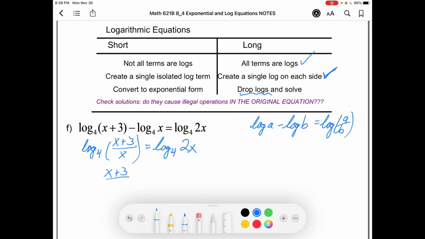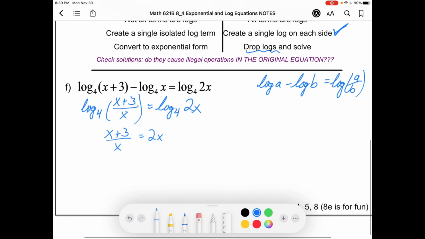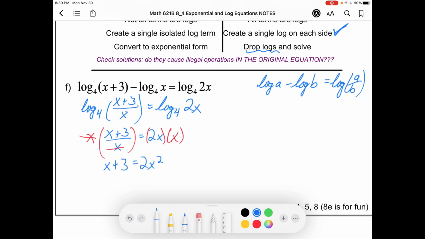So I'll get x plus 3 over x equals 2x. Okay, that's kind of weird, but fine. Let's go with it. And we have to solve. So when I look at this, I think, oh, I really hate that x on the bottom. I don't like that fraction. So I'm going to times both sides by x. And so what I'll end up with is x plus 3 equals 2x squared. Oh my, it's a quadratic. So I'll make one side 0. 2x squared minus x minus 3.